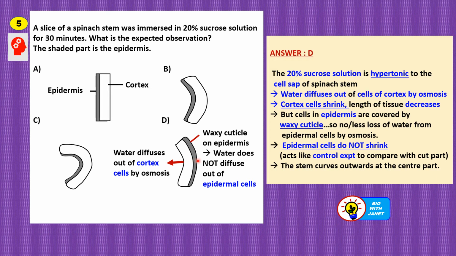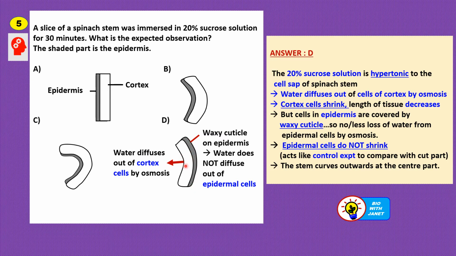Thus, because of the difference in length between the tissues in the cortex and the epidermal layer, the stem will curve. But how does it curve? It will curve in this way. Now you can see here that the length of the cortex here is shorter than the length of the epidermal layer, right? So that's why it curves this way.